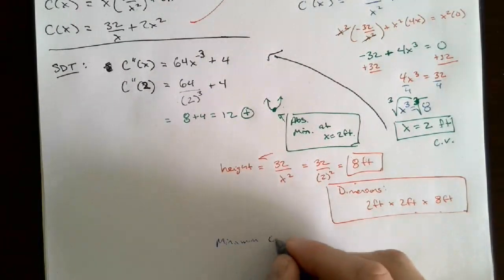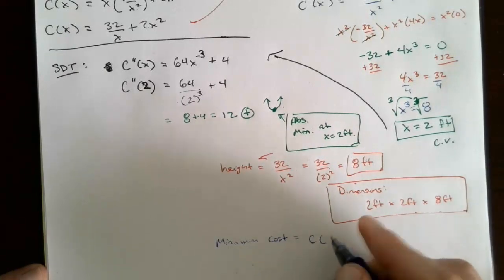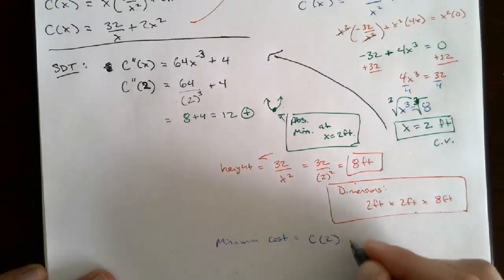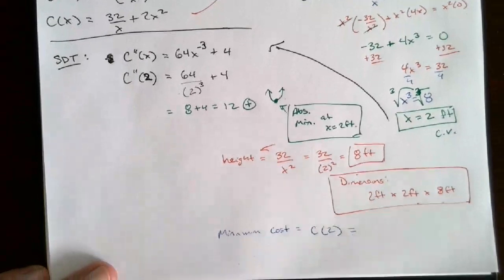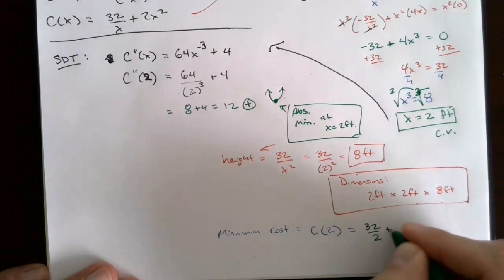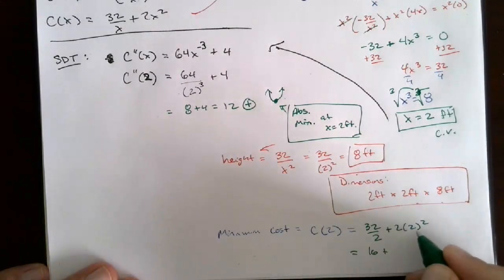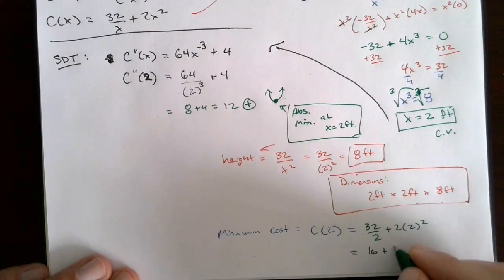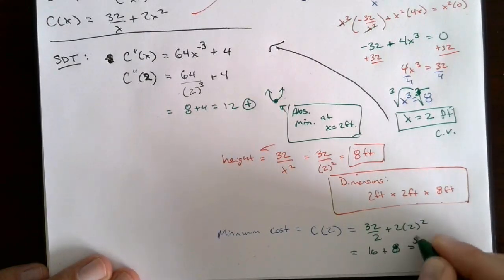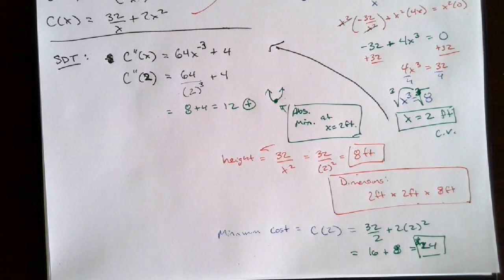the minimum cost would be equal to c of 2, and that would be 32 over 2 plus 2 times 2 squared. So that's 16 plus, this is 2 squared, 4 times 2 would give you 8, so plus 8. So that equals $24. So the minimum cost for the container with those dimensions would be $24.